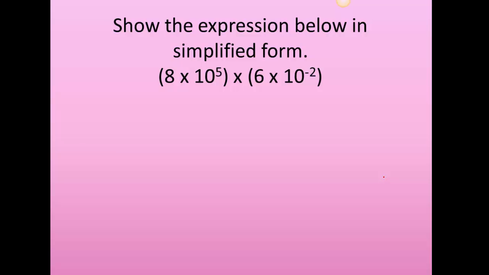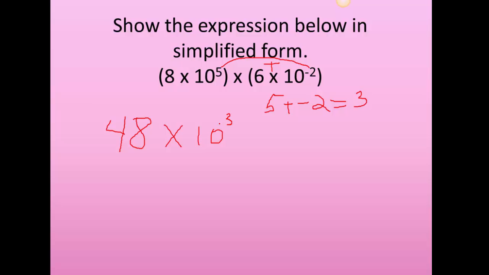Alright, so here, now instead of subtracting, we're going to multiply. So you can go 6 times 8, which is 48. And now with our exponents, we can add them. So you can go 5 plus a -2. So that's going to give us 3. So it's like 5 minus 2. So 48 times 10 to the third.